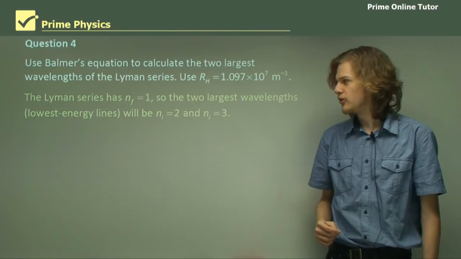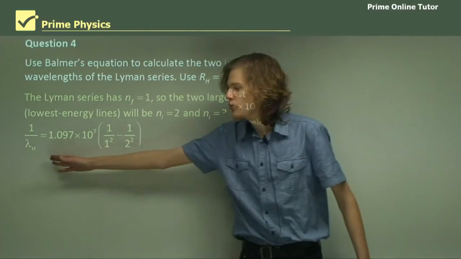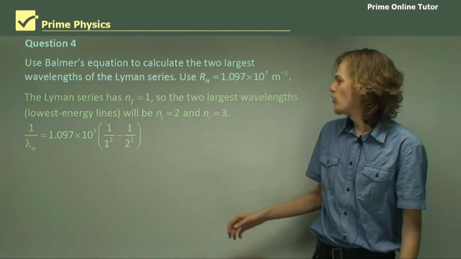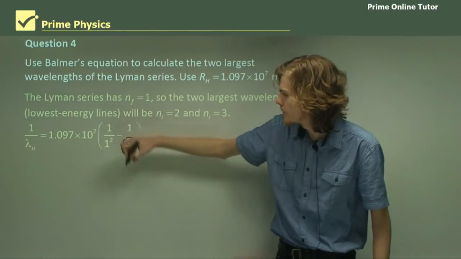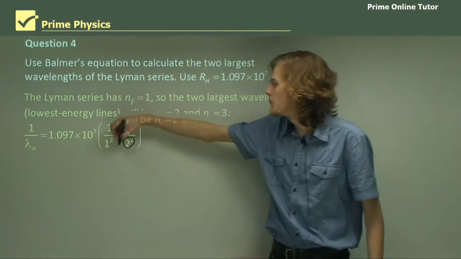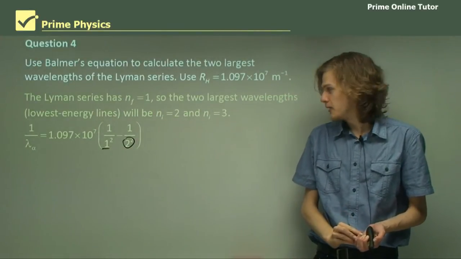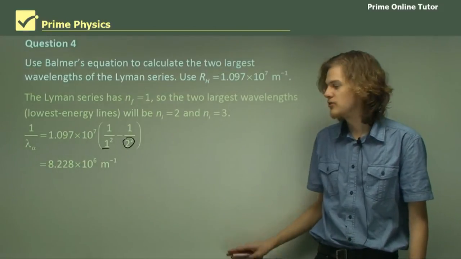Alright, so let's put up the equation. I've written alpha here so that we know it's the lowest wavelength line, and that will correspond to Ni equals 2, which we can see over here. Obviously the Nf is going to be 1 for the Lyman series. We can put that into a calculator, and we find that it equals 8.228 times 10 to the 6 per meter.